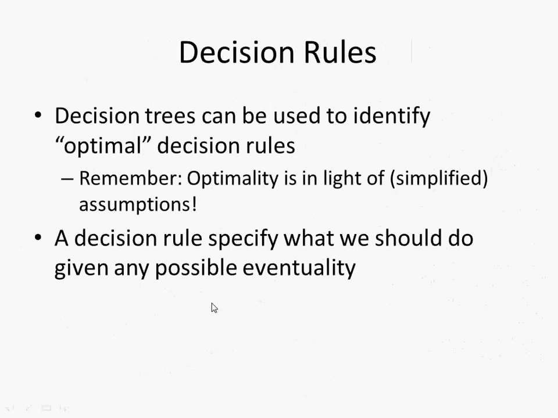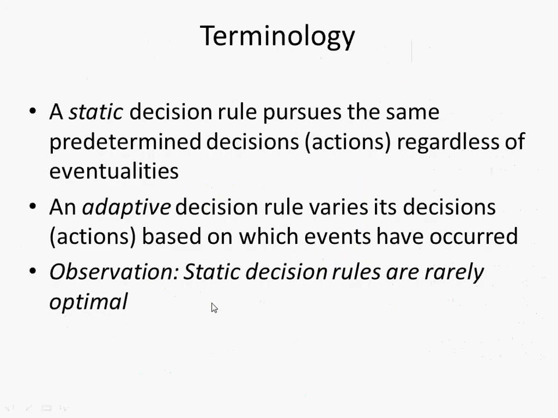And decision trees can be used to identify optimal decision rules. That's going to come out of our rollback, our identification of the optimal decision rule. And of course, this is in light, ladies and gentlemen, of our simplified assumptions. This is in light of what we've encoded in the tree, and our assignment of probabilities, and our assignment of consequences, and the fact that we're only representing certain things in the tree and not others. Okay.